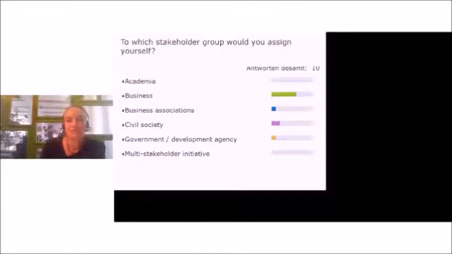Not everyone has clicked so far, but I can already see that there are different stakeholders represented, which is good, and also that there are some tourism businesses represented. So, thank you for sharing.